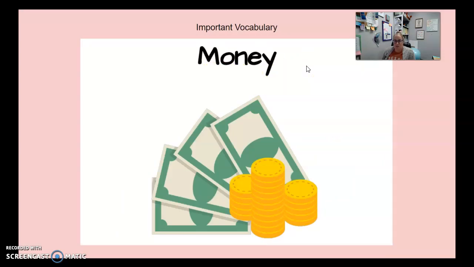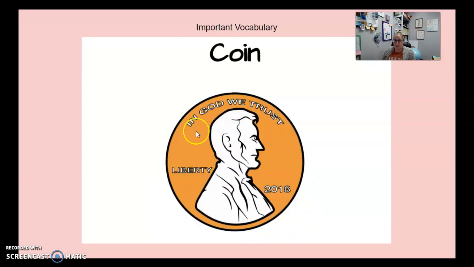Remember, money is used to buy things, and we can have bills. So we can have a dollar bill, $5 bill, $10 bill, $20 bill. And we can have coins. Remember, the bills are flat and they are made of paper. And the coins are round or circle in shape, and they are made of metal.